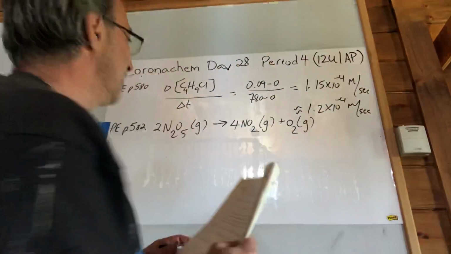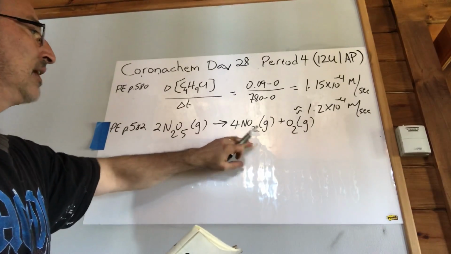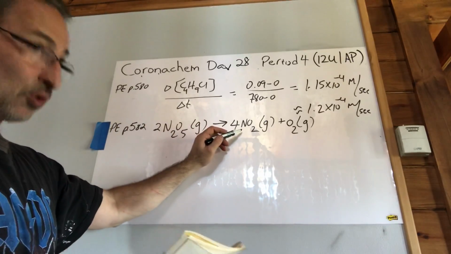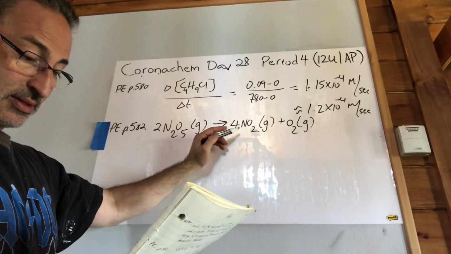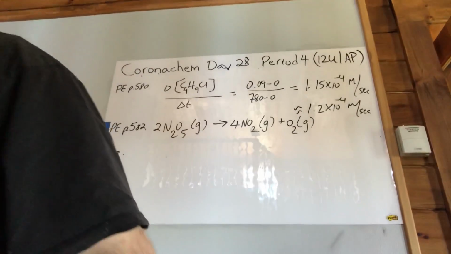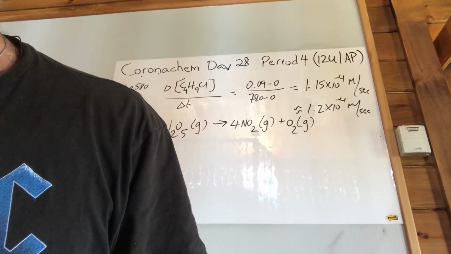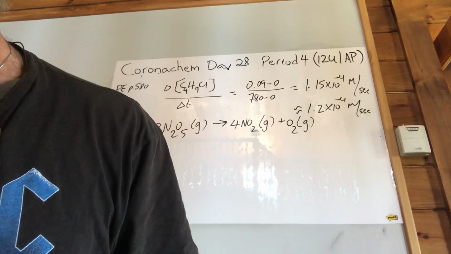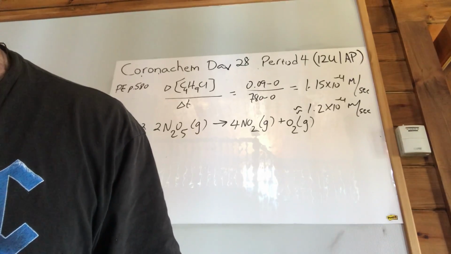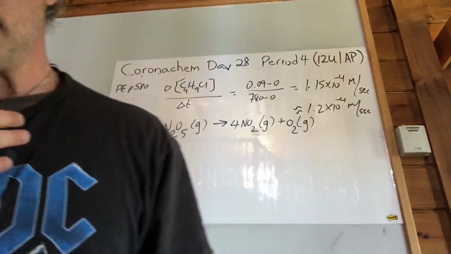Okay, so we have a typical reaction here. Dinitrogen pentoxide turning into nitrogen dioxide and oxygen. 2 moles of the dinitrogen pentoxide yields 4 moles of nitrogen dioxide. So the first part of the question asks on page 582, if the rate of decomposition of dinitrogen pentoxide at a particular instant in a reaction vessel is 4.2 times 10 to the minus 7 molarities per second, what is the rate of appearance of nitrogen dioxide and oxygen?